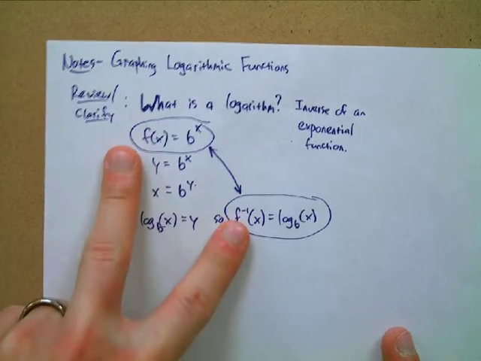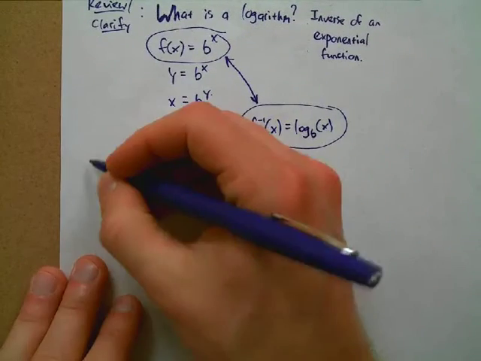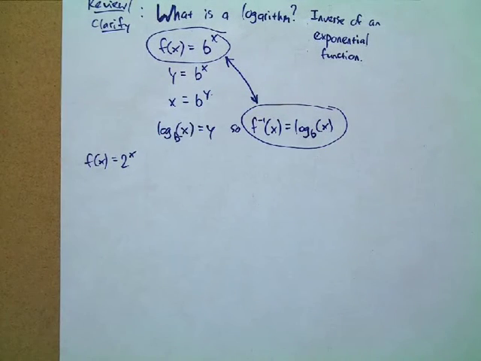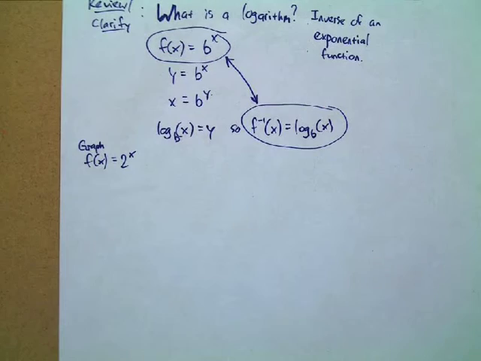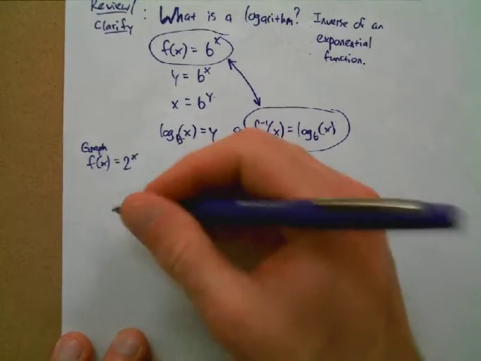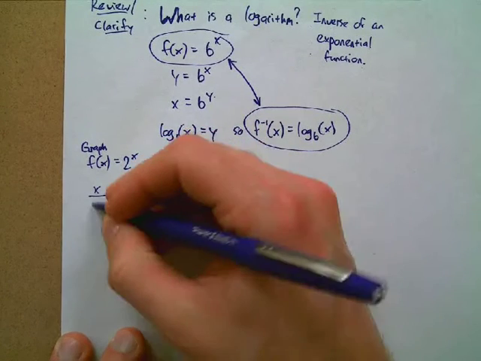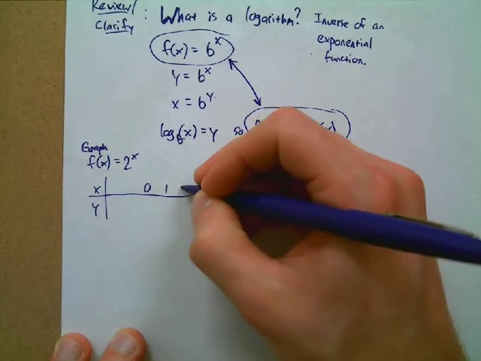We already know how to graph an exponential function. Let's just review that real quick. So let's graph, for example, f of x equals 2 to the x, and then we'll compare it to the graph of its inverse, log base 2 of x. So we'll make a little table here and pick some values for x. Let's do 0, 1, and 2. I'll also pick -1 and -2.